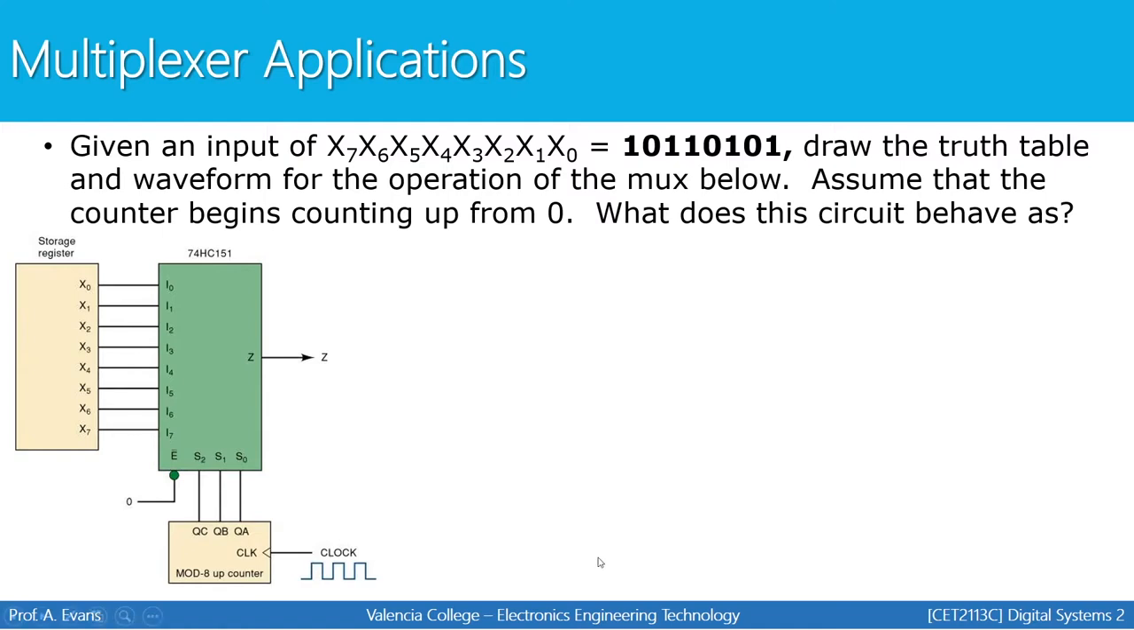So we have a lot going on here. Let's first start by analyzing what we've been given in the picture. First, we have a storage register. The outputs of the storage register are given right here, and we know what those outputs are.